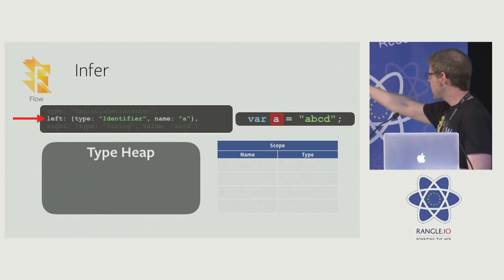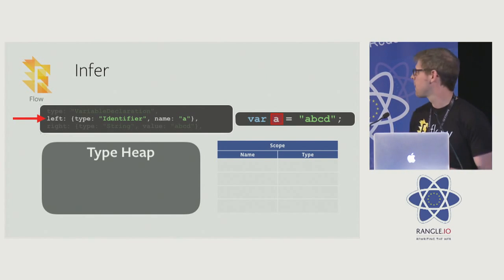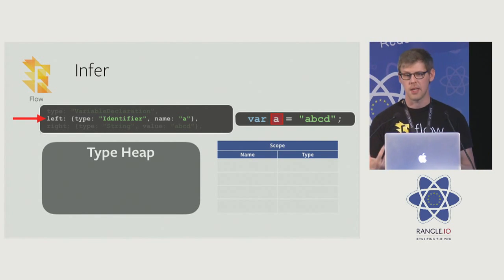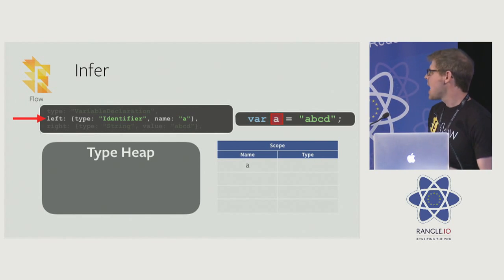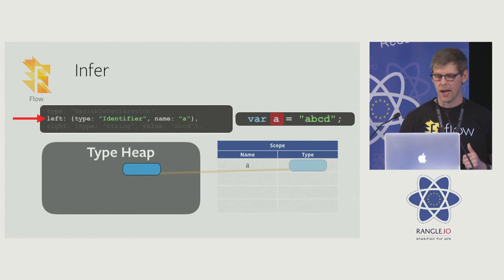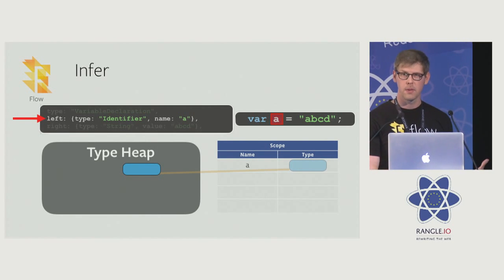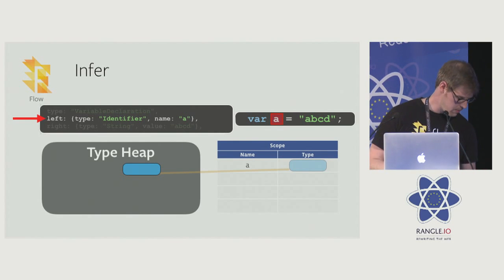Now, the AST says that on the left-hand side we have an identifier whose name is A, and so what that means is we're declaring a variable whose name is A, so we're going to create an entry in the scope table, A. And the scope table is a map of variable name to variable type, so we also need to create a type for A as well. Now we create the type over in the type heap, and we create a pointer in our scope map.